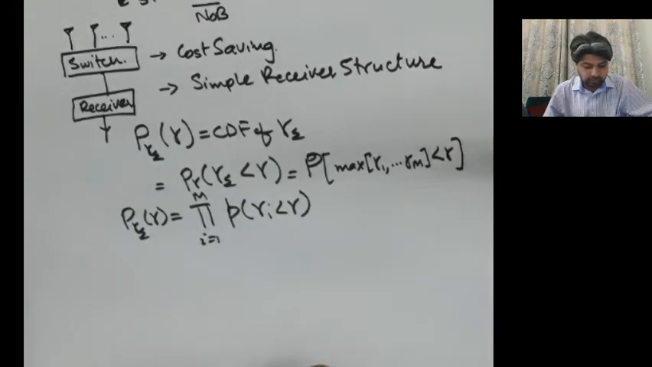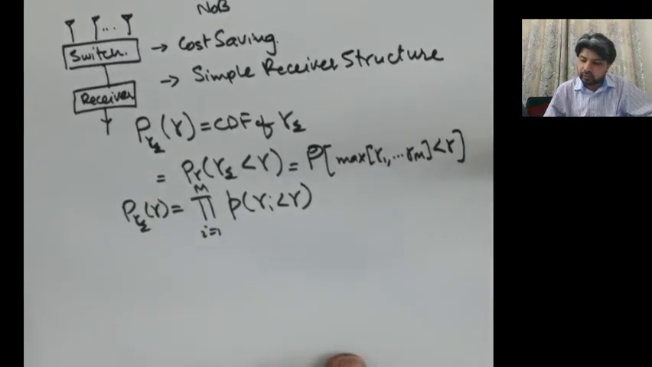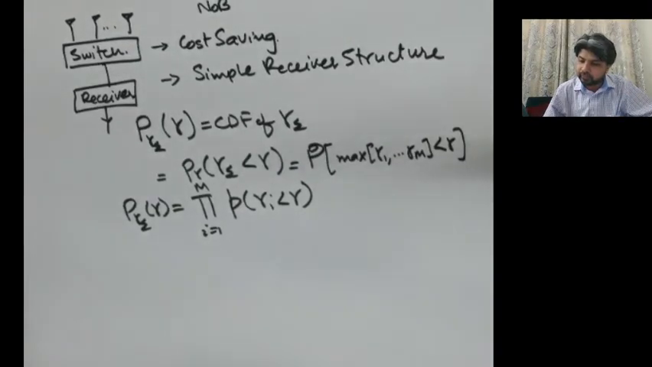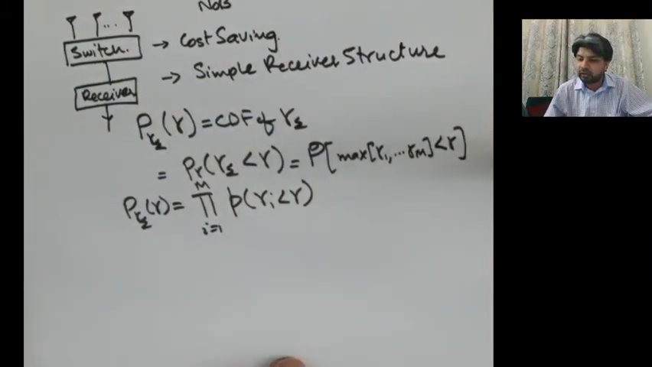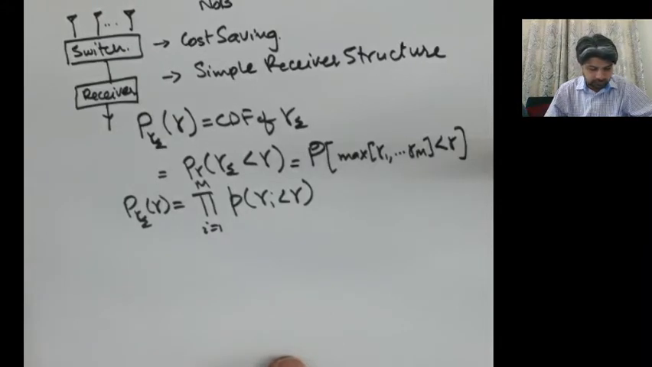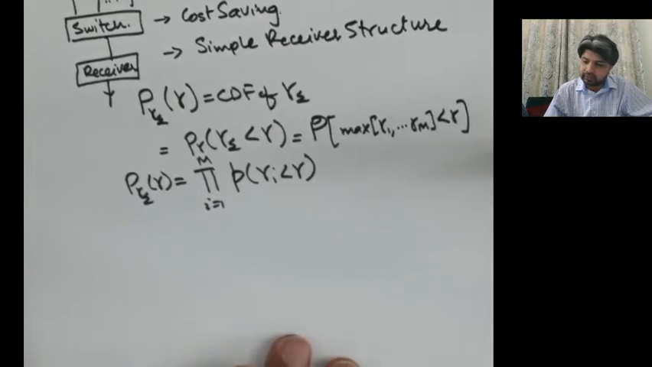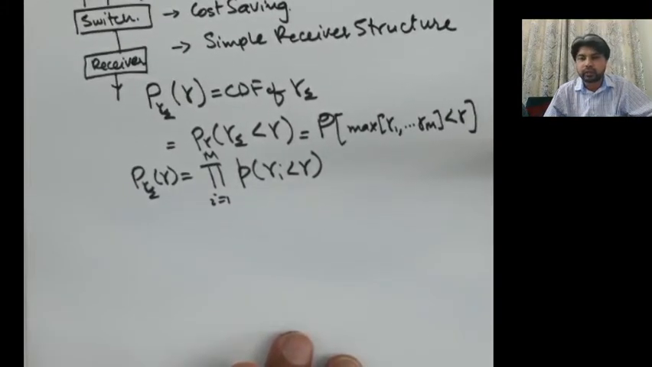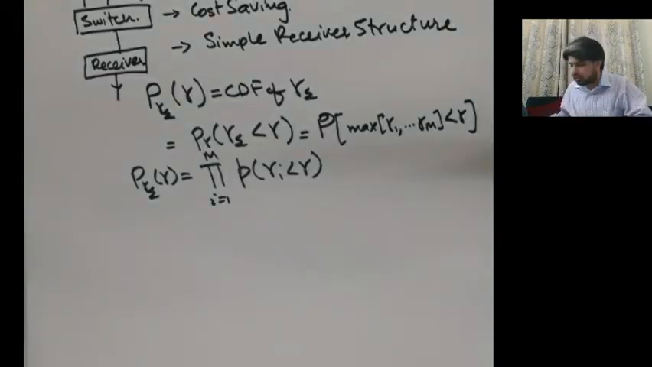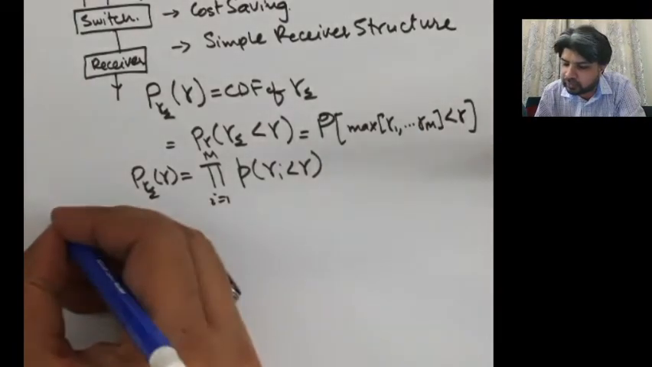So the analysis looks simple. Once you have this CDF of gamma sigma for selection combining, then you can take the derivative with respect to gamma, and you would find out the PDF of the selection combining. Before computing the PDF, let's assume that we're talking about Rayleigh fading here. So let's assume a scenario where we have Rayleigh fading.